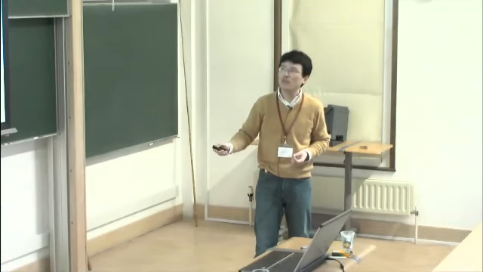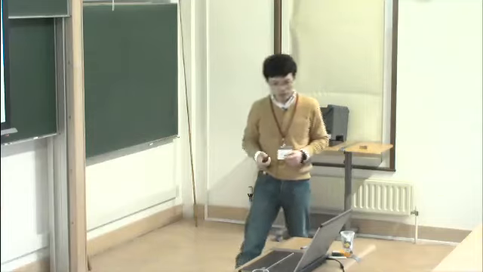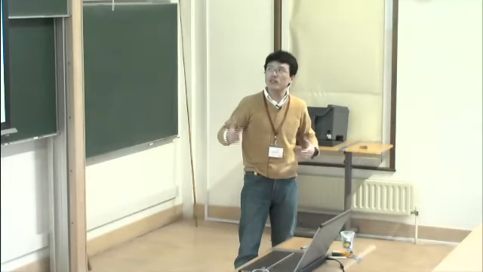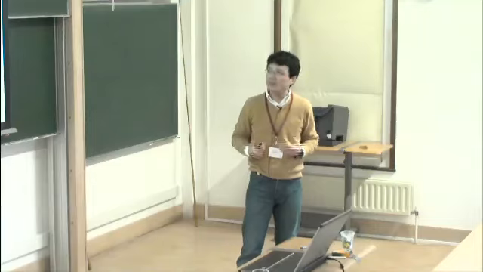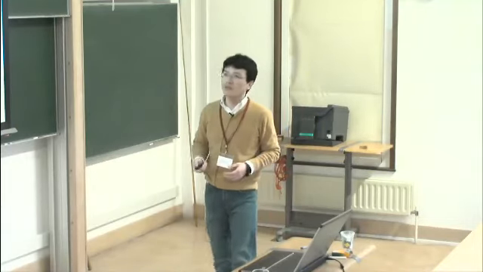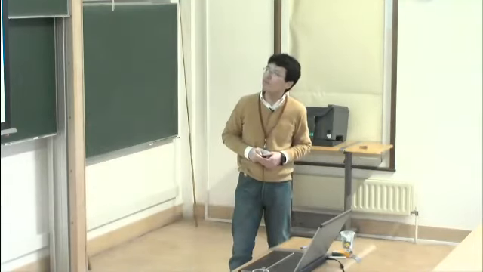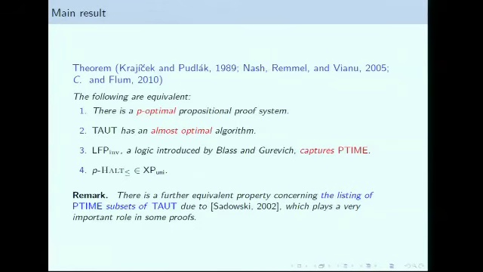Here I still haven't introduced this logic, but I will discuss this later. So you can see these four problems from four different questions turn out to be exactly the same problem. So this is the main result. But here I also want to mention that there is a further equivalent property concerning the listing of P-time subsets of tautologies due to Sadowski. I don't have time to discuss this, but this property turns out to be very important in some of the proofs.